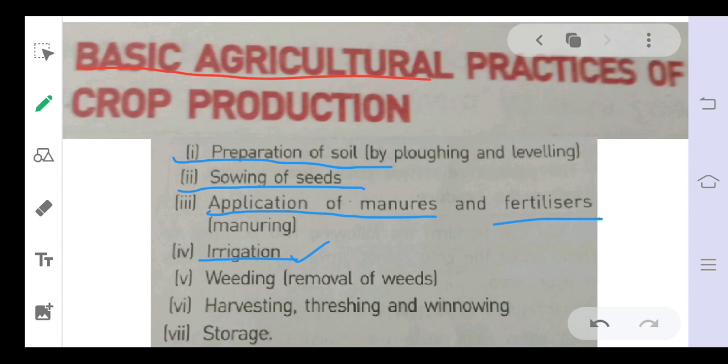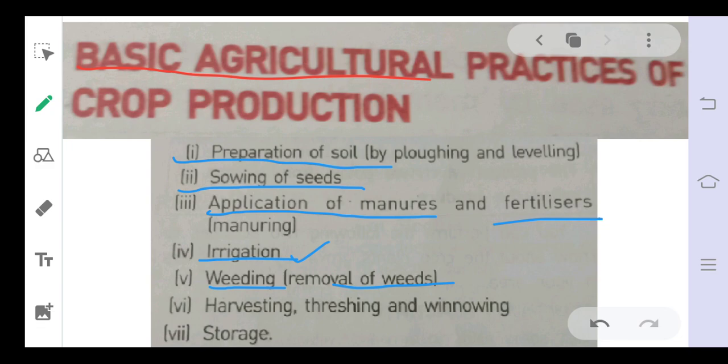Then it is weeding, or removal of weeds. Weeds are the unwanted herbs that grow along with the main crop. The weeds should be removed because they can absorb the nutrients from the soil, and that's why our crop will not get the proper amount of nutrients. So weeding is done to remove the weeds.